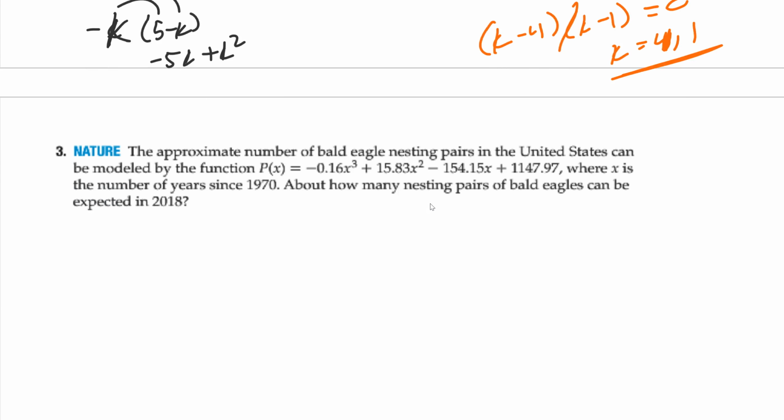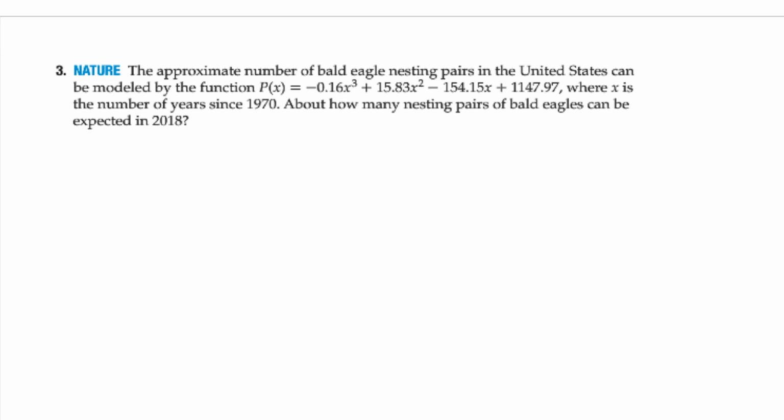Okay, one more problem. It was actually on top. We're not going to do this all the way. We're just going to talk about it. The approximate number of bald eagle nesting pairs in the United States can be modeled by the function of this. So here's the function of the number of bald eagle nesting pairs, where x is the number of years since 1970. About how many nesting pairs of bald eagles can we expect in 2018?